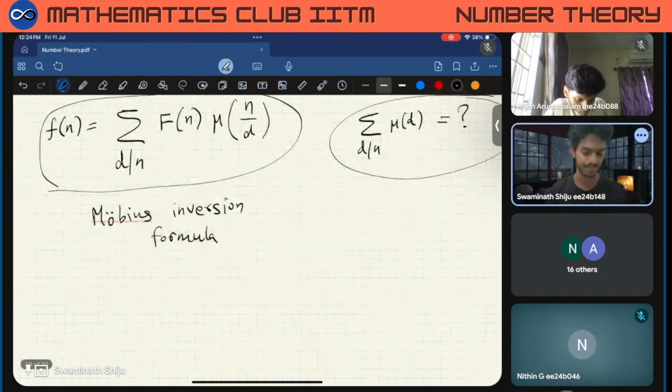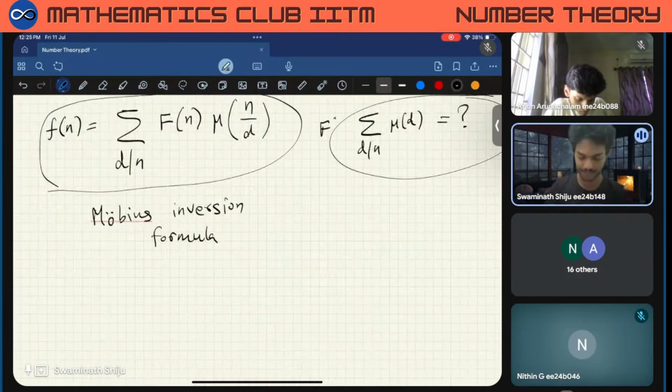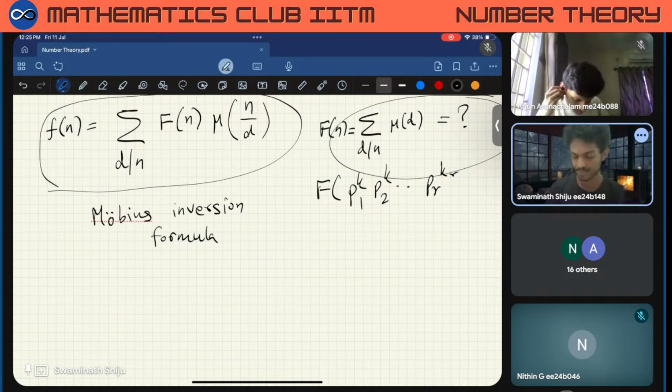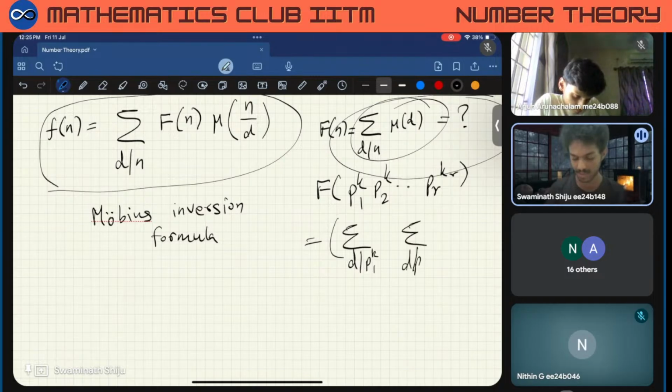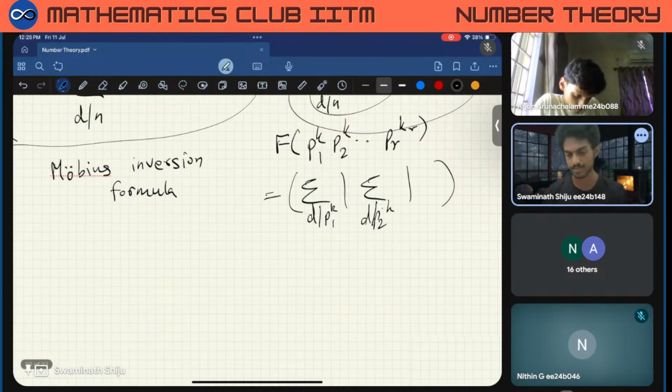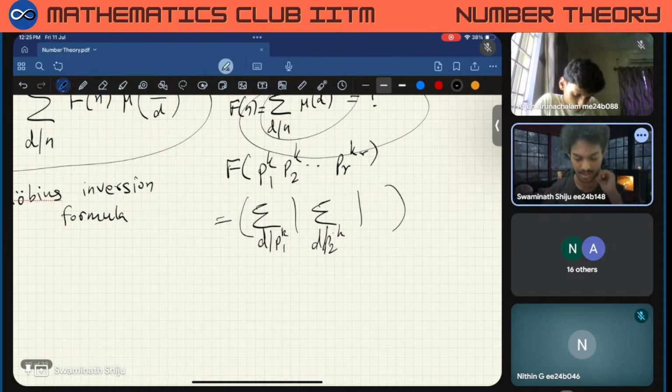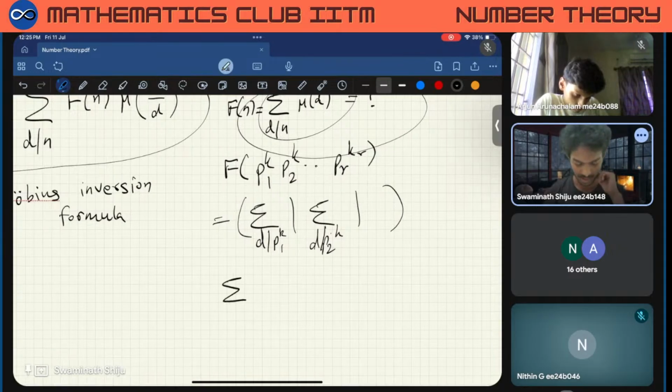Okay. So we can write this as f of n, right? F of n we can write as a sum over prime powers again. So that means we can break this into a product of summations: d divides p1 power k, d divides p2 power k, and so on, right? And now we can just solve for prime powers. So what would this look like for prime powers?